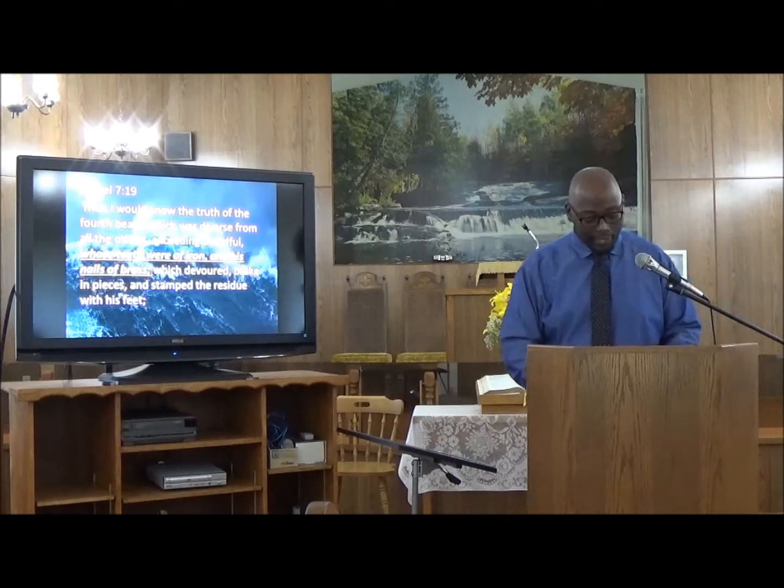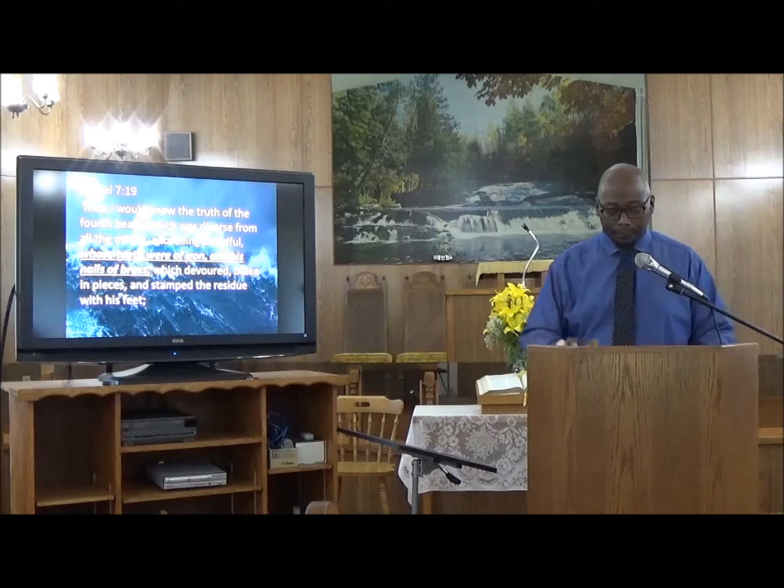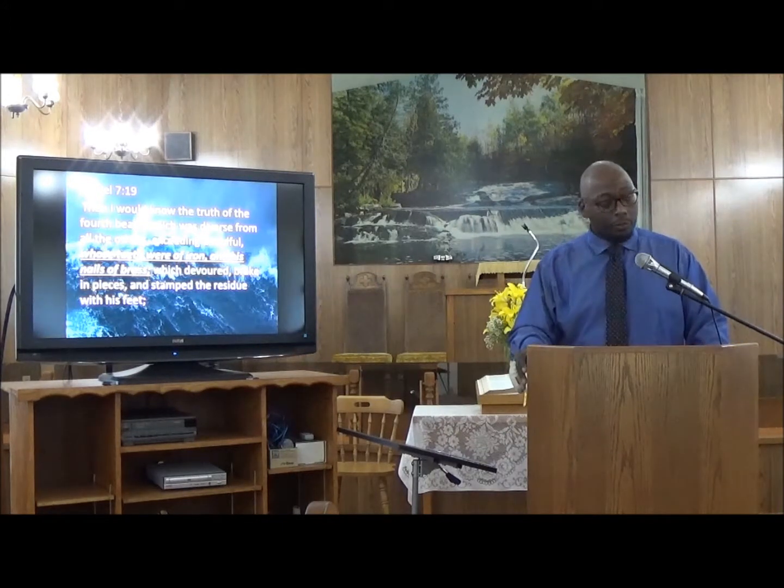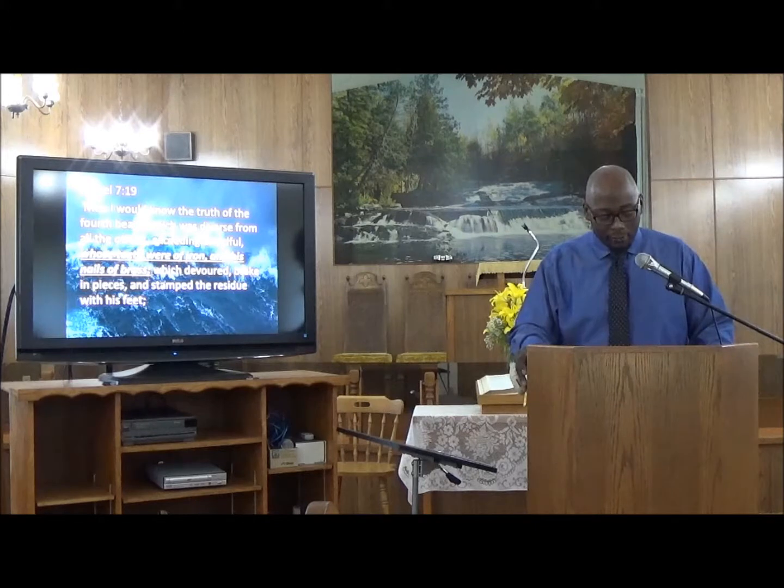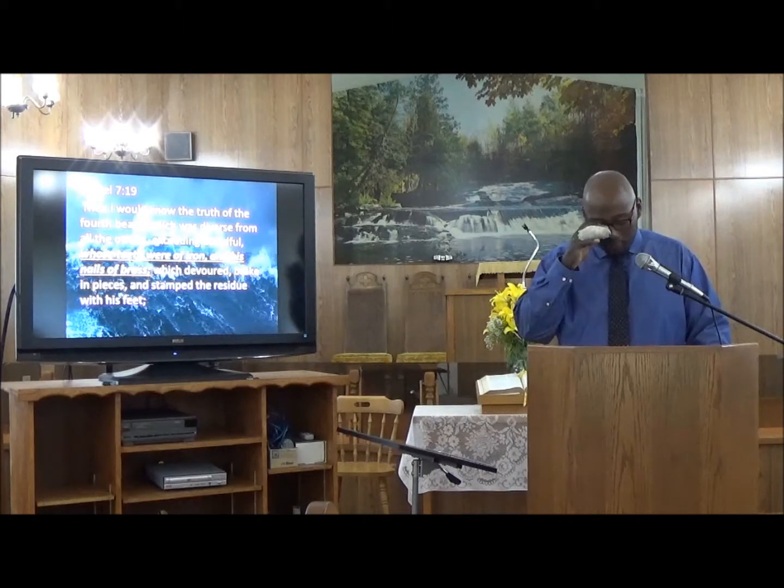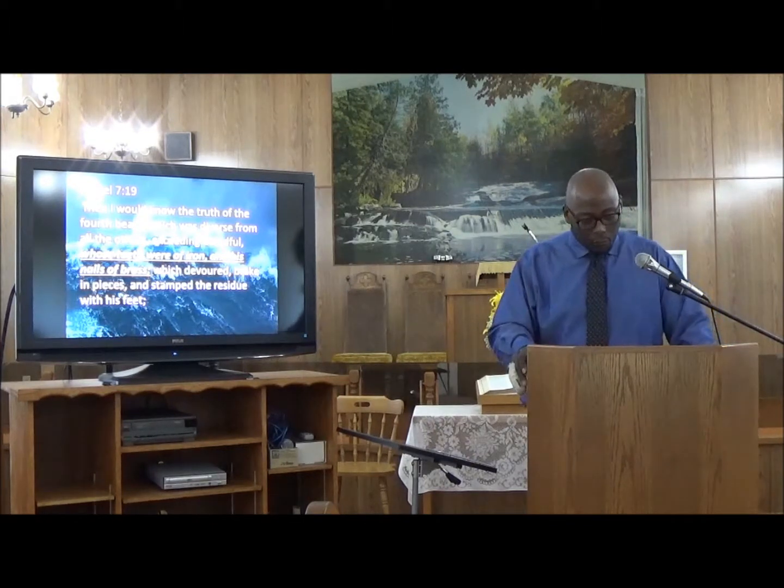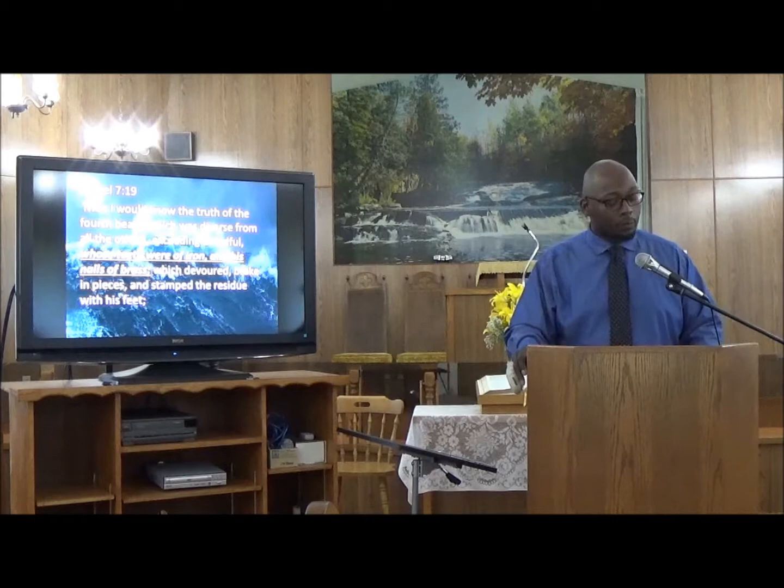Now, on to Daniel 7, verse 19. Then I would know the truth of the fourth beast, which was different from all the others, exceedingly dreadful, whose teeth were of iron, and his nails of brass, which devoured, brake in pieces, and stamped the residue with his feet. This verse has a lot of significance, especially when you look at the fact that the iron represents Rome and the brass represents Greece.